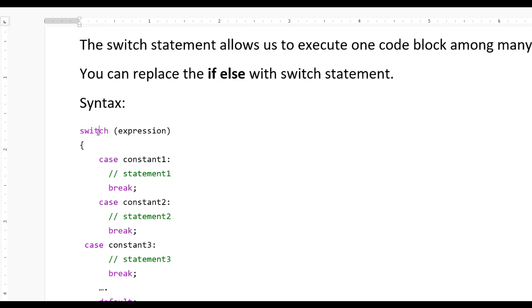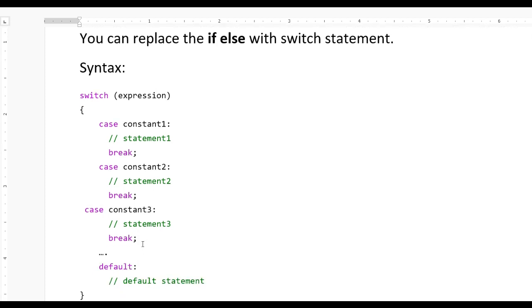Here you can see switch, expression, case constant 1, then statement 1 and the break, then semicolon. Here you can see colon. Then after that case constant 2, statement 2, then break. In case constant 3, statement, break, and default. In the expression, the given expression can be a primitive data type like integer, character, short or byte.